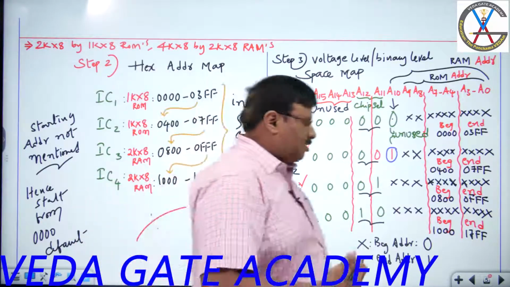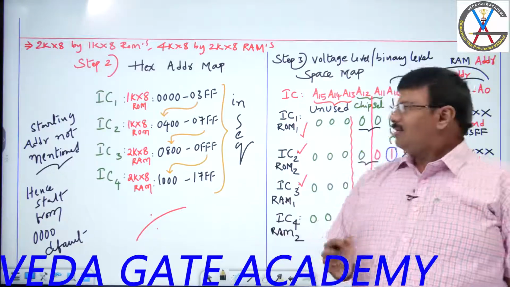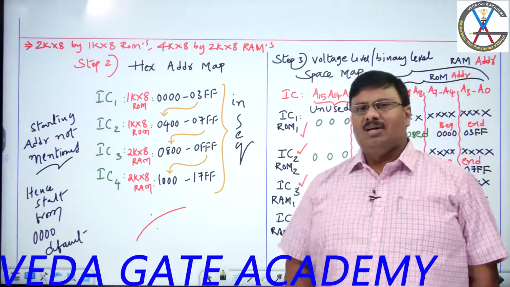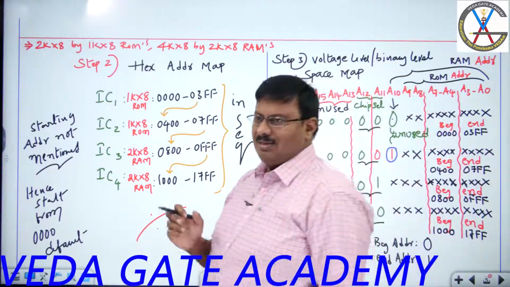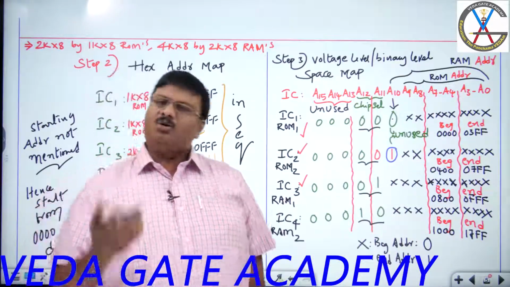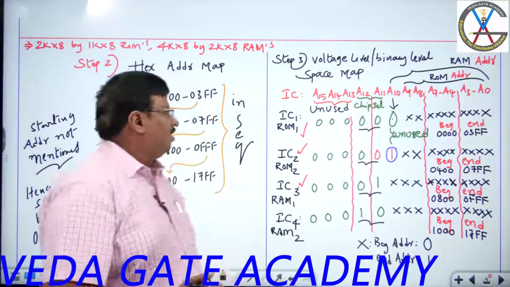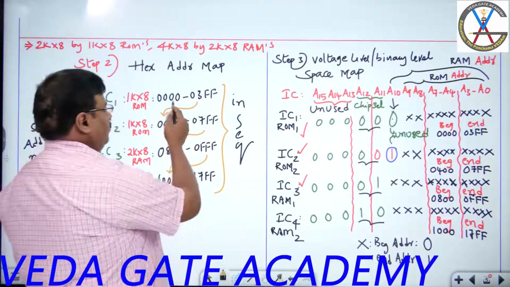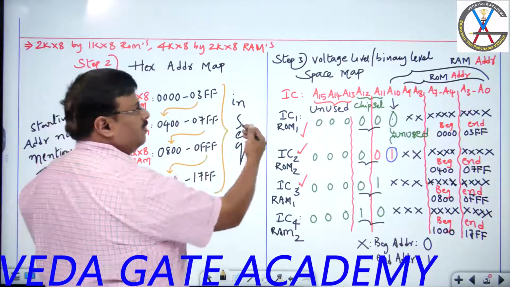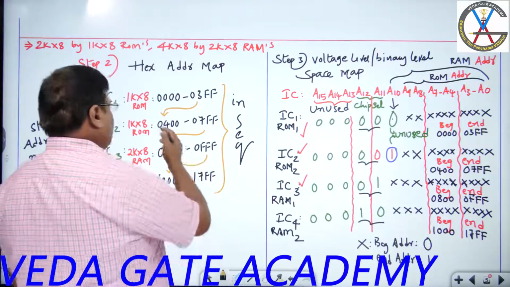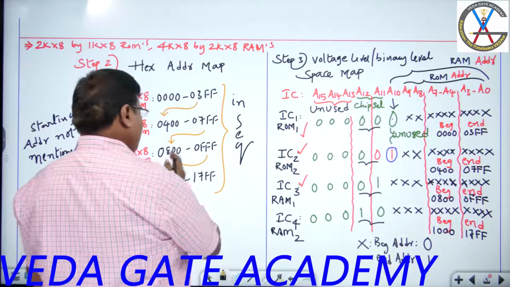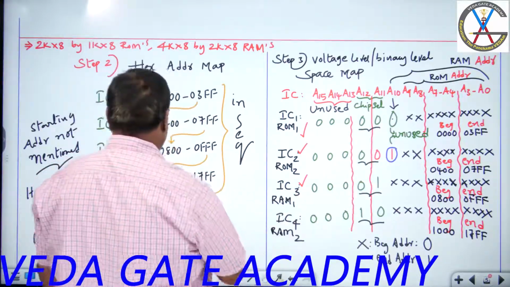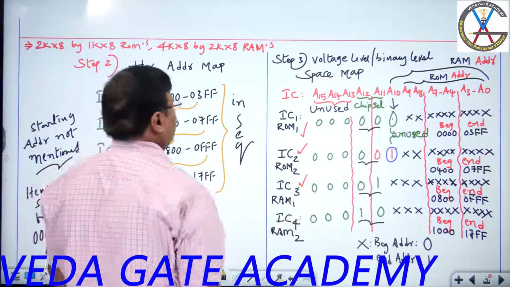Please remember. So how to calculate the beginning address? Keeping all don't cares zeros. How to calculate the ending address? Keep all don't cares ones. Anywhere, the don't care possibility could always be 0 or 1. Now my first IC ranges from 0000 to 03FF and the binary number is given. Second, 0400 to 07FF, binary number is given. So 0800 to 0FFF, this is given. So 1000 to 17FF, this is also given.